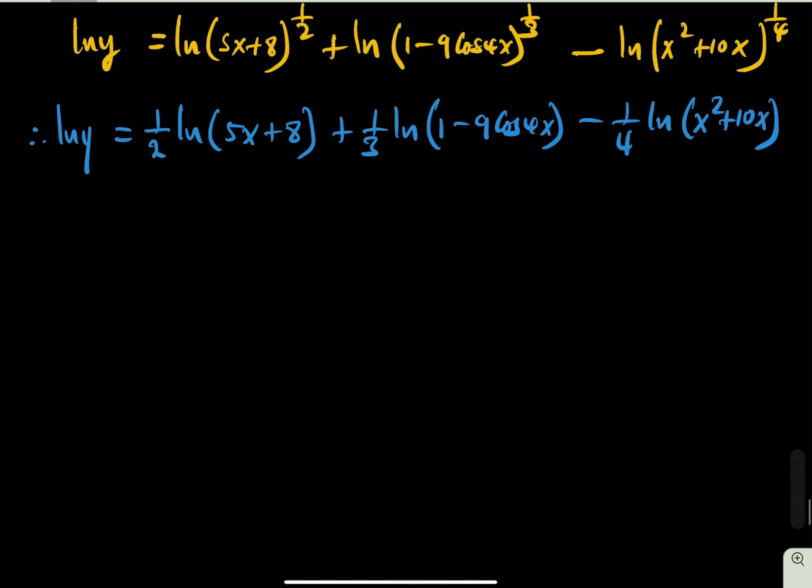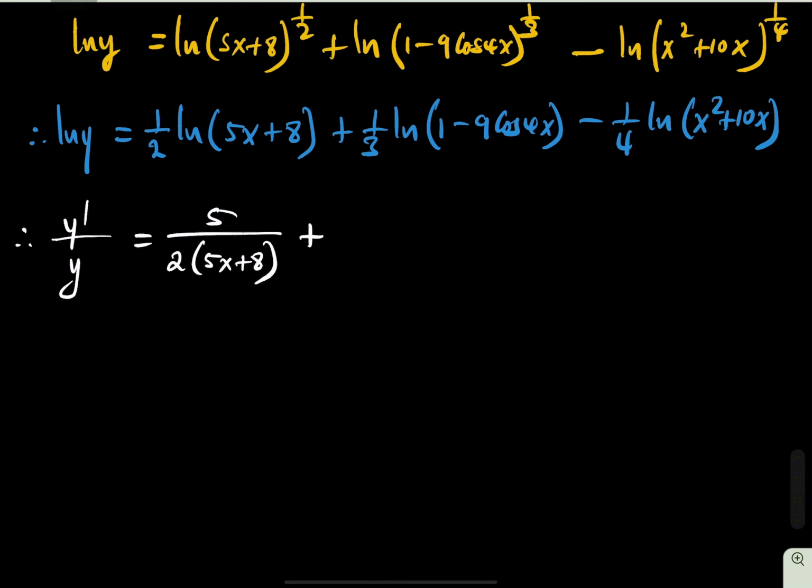Well, and you now need to take some derivatives there, both sides. That should be very easy. Let's differentiate with respect to x now. That is going to be y prime over y. If you differentiate that, that should be very easy as well. It's going to give you 5 divided by 2 into 5x plus 8. And then let's check, plus this derivative.